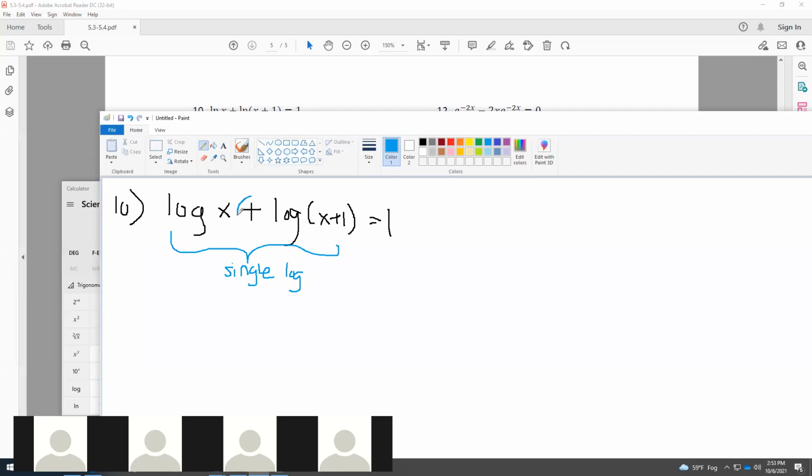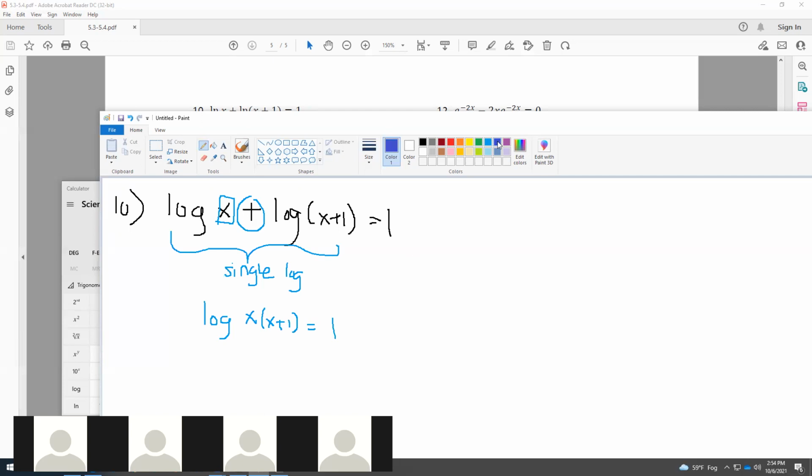Does anyone still remember what you do when you have addition? Multiply. So you need to take x multiplied by x plus 1. This is what you have to do first, make this a single log. If they are addition, you multiply your arguments, x and x plus 1. If they are minus, you have to divide them.